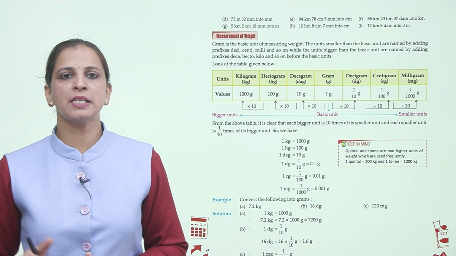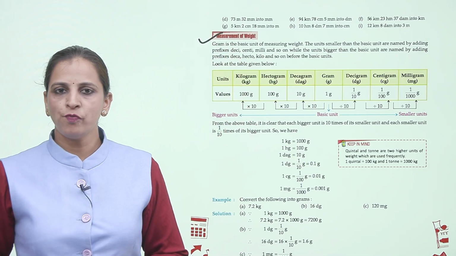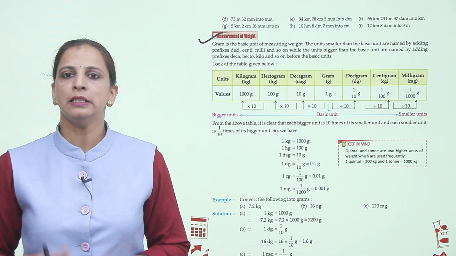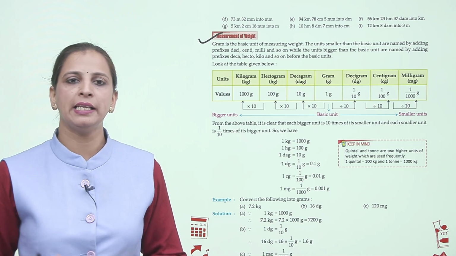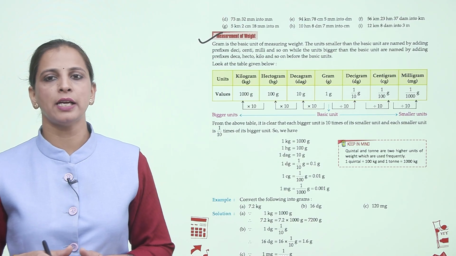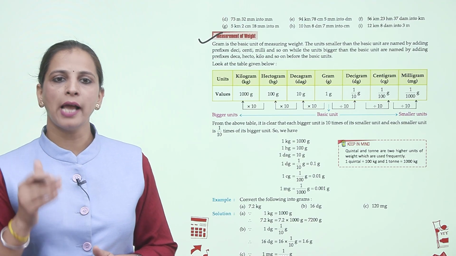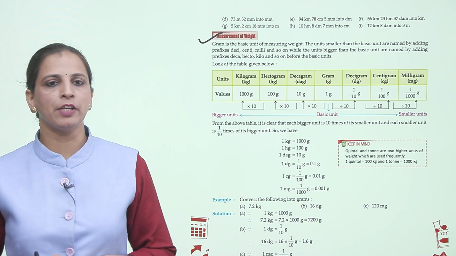Now next is measurement of weight. Gram is the basic unit of measuring weight. The units smaller than the basic unit are named by adding prefix deci, centi, milli and so on, while the units bigger than the basic unit are named by adding prefix deca, hecto, kilo and so on before the basic unit. Look at the table given below.